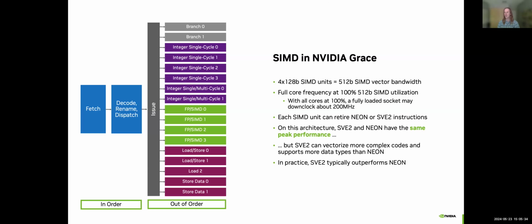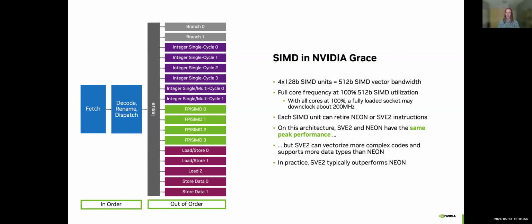The 4 SIMD units all have the same capabilities. You can retire Neon, SVE, or SVE2 in any one of the 4 units. You can run the core at full frequency while running all 512 bits of SIMD bandwidth. You're not going to get any advantages by saving one unit or avoiding it or anything like that. You should try to drive all of them.